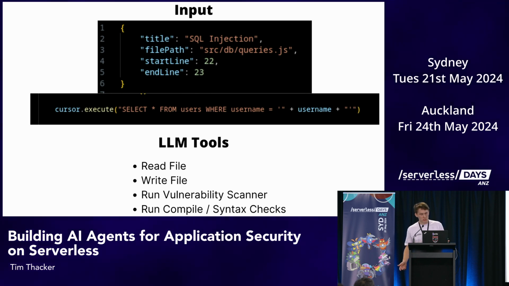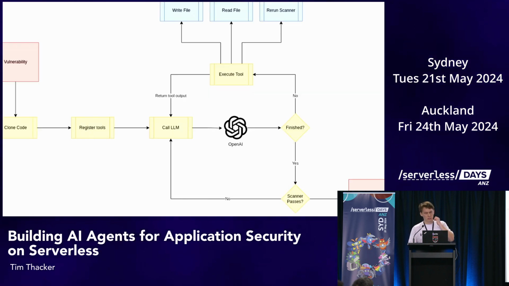So the input to this agent is going to be a vulnerability: the type, a file path, and the start line and end line of where it is. And that's the code. As for the tools we're going to give this LLM, before we had the get current weather function. Here we're going to have: read a file, write back to the file, run the vulnerability scanner, and then run a compile syntax check. So those are the four tools we're going to give this agent.